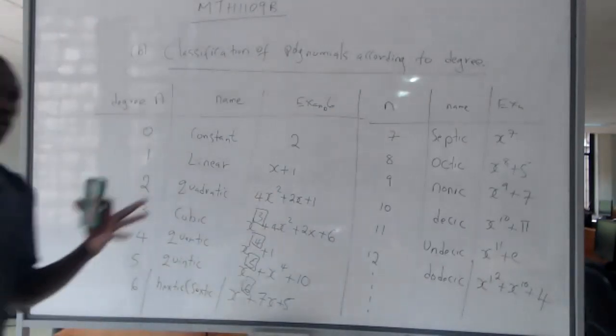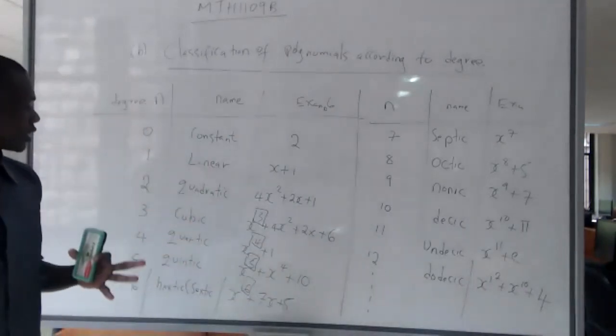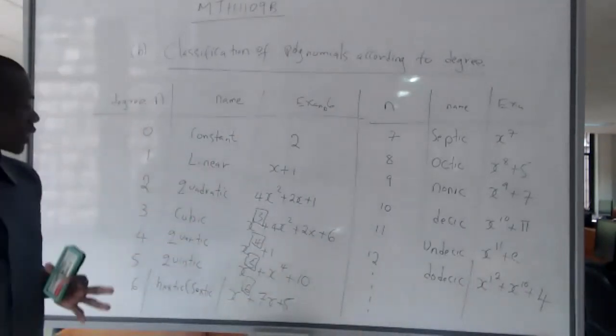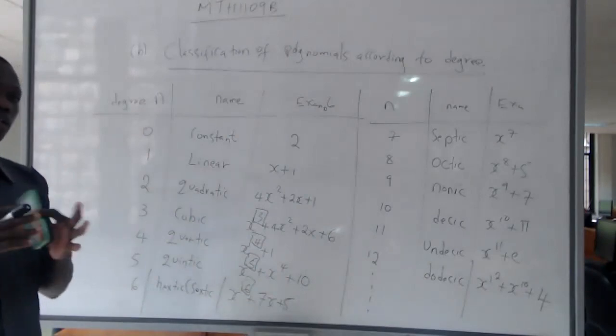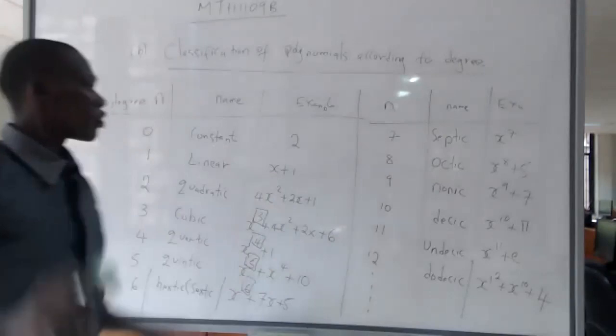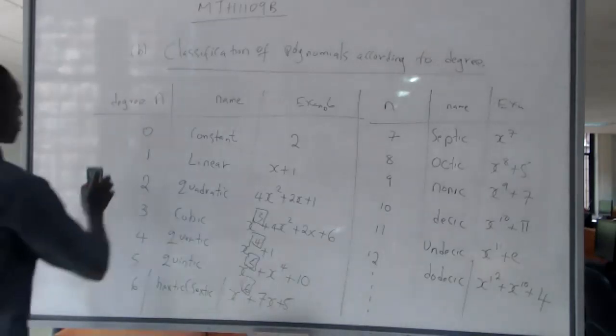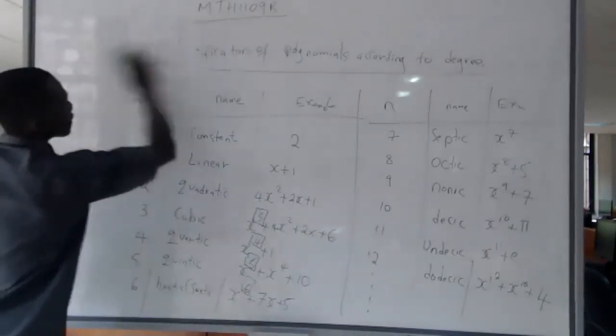Actually, any polynomial, if you want to classify according to the degree or the highest exponent of the term, just look at the term that has the highest exponent and the non-zero coefficient. That should give you the classification. Okay.